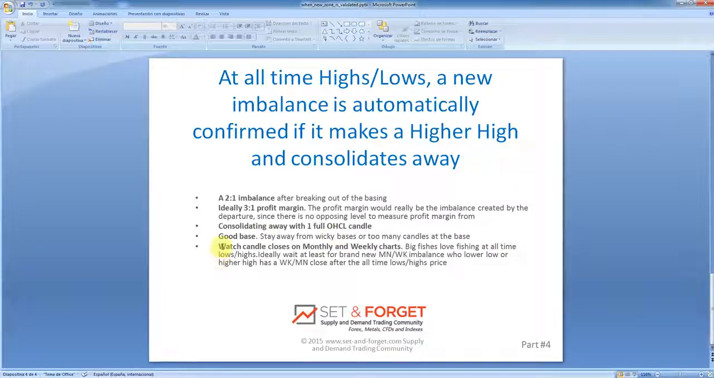We also have to have a good base. We need to stay away from wicky bases or too many candles at the base. And this is a very important fact as well. We need to watch candle closes on monthly or weekly charts, because at those areas the big fish love to fish. Okay, so we need candle closes and all that for higher probability, and we'll see some examples.